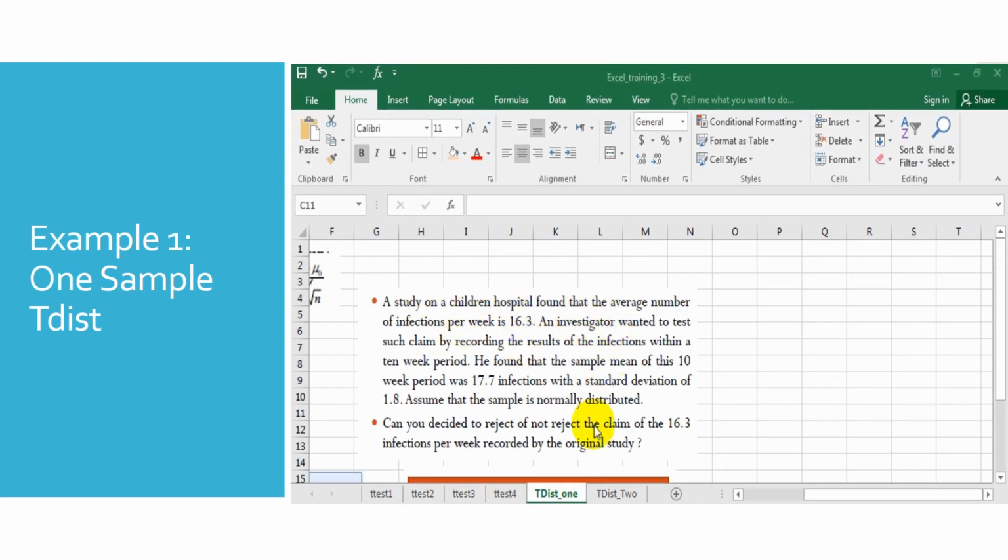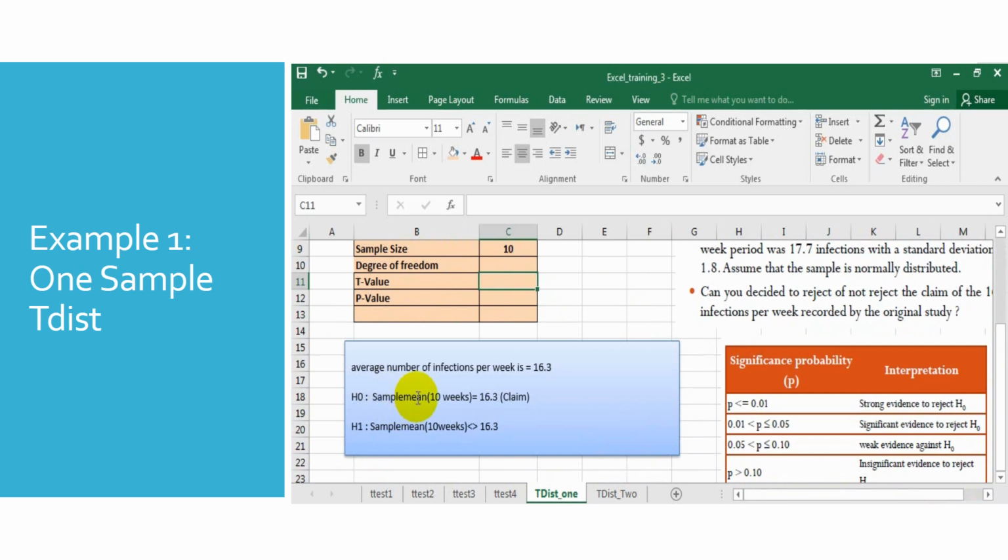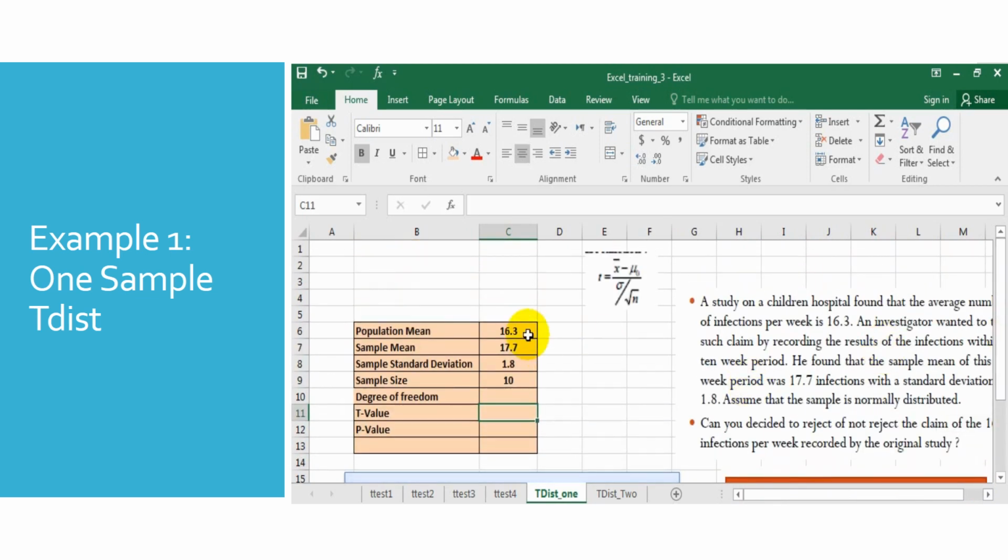To solve this example, go to the e-learning and download Excel Training 3, then go to the tdist1 sheet. Now write the population mean, sample standard deviation, and the sample size in different cells in Excel.